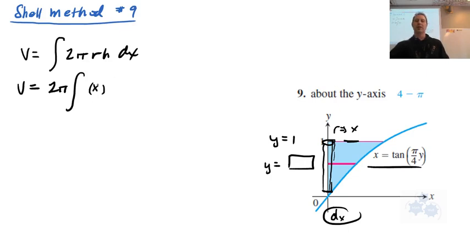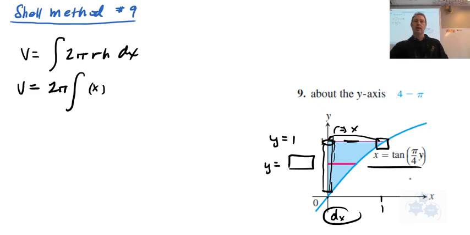Now, what are our limits of integration? Well, again, it's going to be with respect to r, or with respect to x. So we want to go from a radius of 0 to a radius of the intersection of this, where y equals 1. So if y equals 1, what is that? That's tan of pi over 4. So what's the tan of pi over 4? 1. So this is 1.